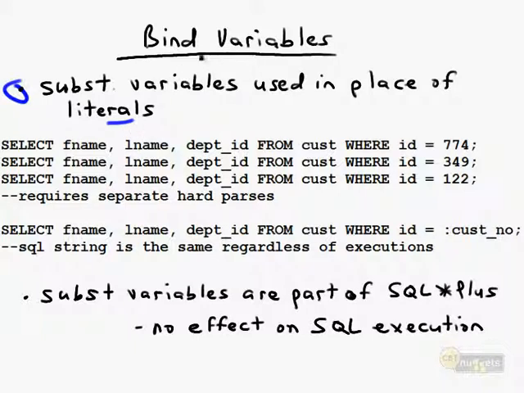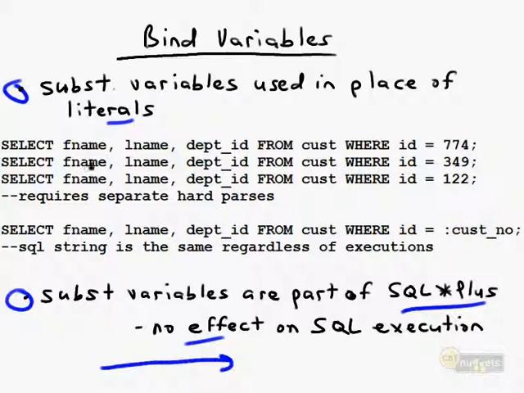So in a sense, they're the same basic idea. The big difference between bind variables and the substitution variables we learned earlier in the course is that those substitution variables don't have any effect on the SQL execution. In other words, the substitution variable technique that we learned earlier is actually part of the client software, the SQL Plus client, and the substitution happens on the client side, and then the finished query goes to the server.